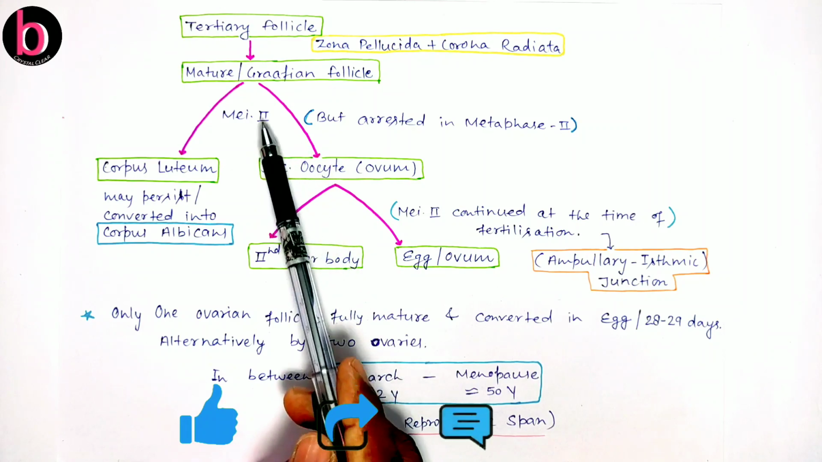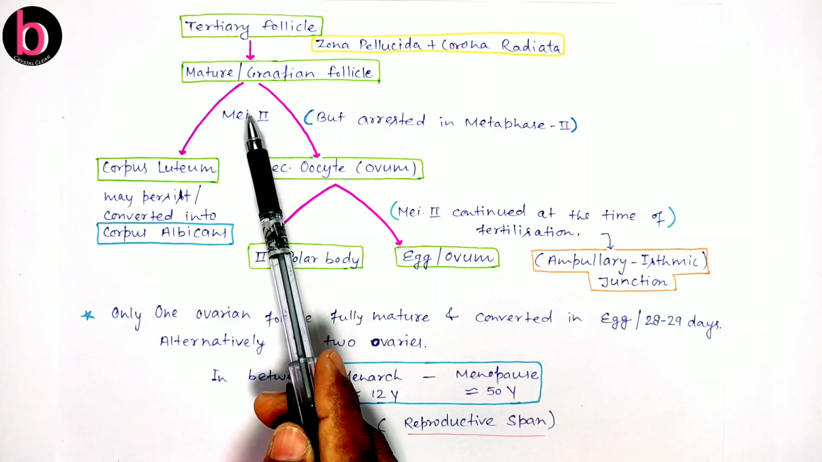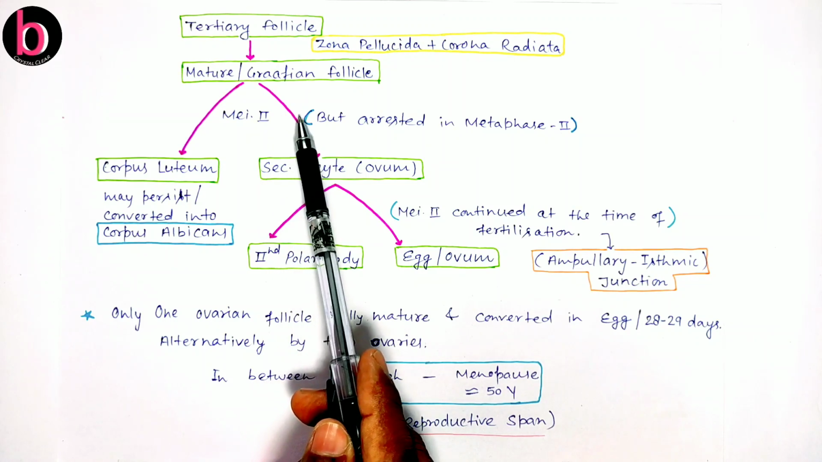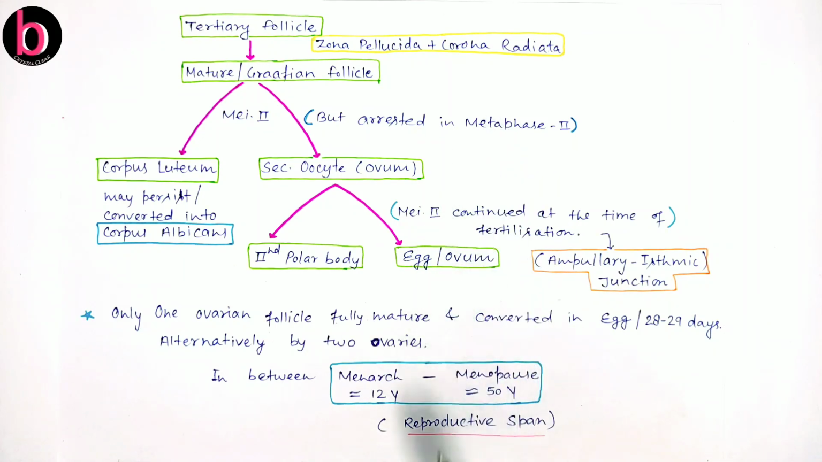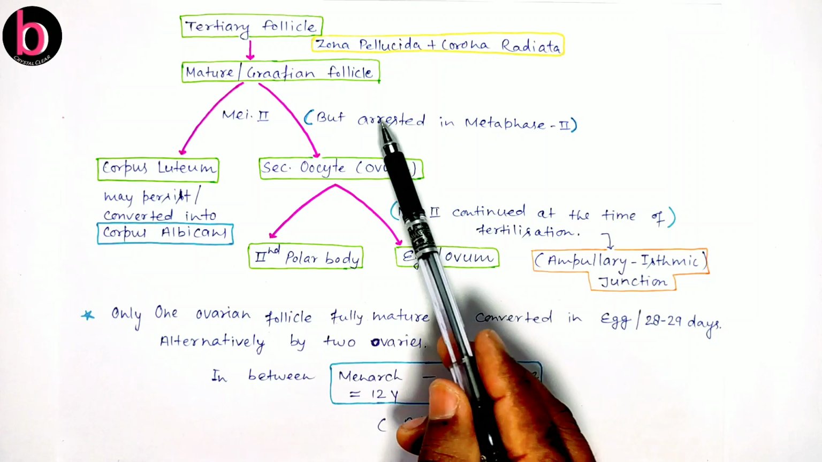But before this release, the secondary oocyte has already undergone meiosis II. But again here, meiosis II is arrested temporarily in metaphase II. So as we already discussed at the start of the lecture, oogenesis is a discontinuous process. Why? Because of these two temporary arrests. The first temporary arrest occurs when oogonia are converted into primary follicles. This occurs when the female baby is in its embryonic form. And the second temporary arrest occurs here, at the time of puberty.